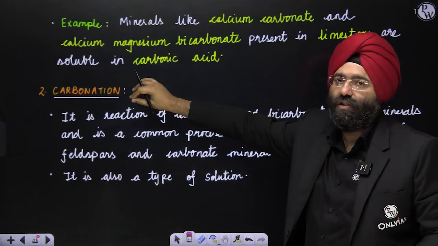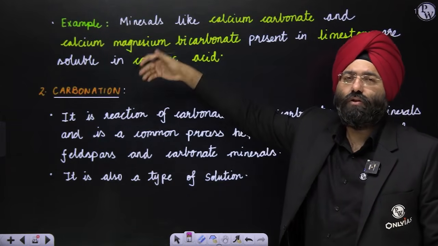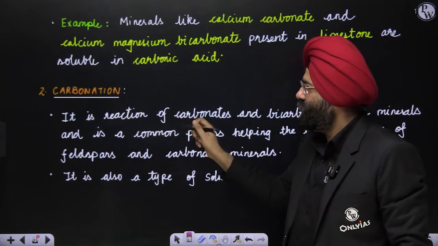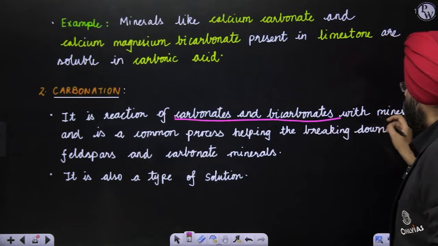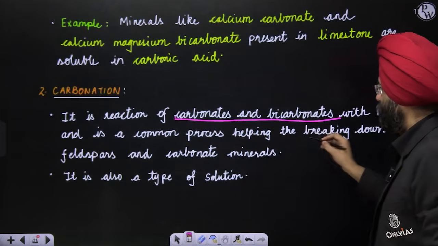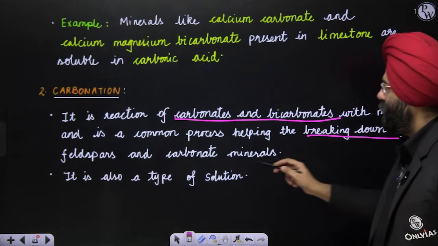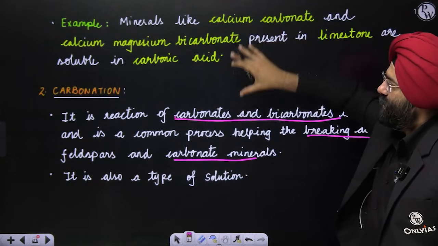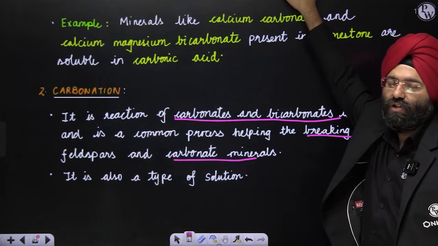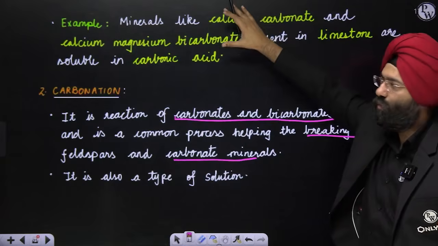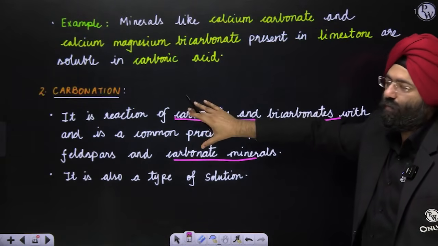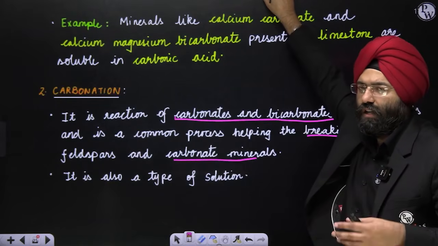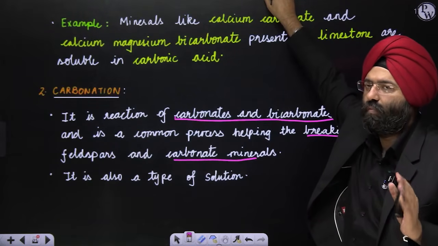Certain books do not even mention carbonation. Why do they not mention it? Because they consider it already a part of solution, but some mention it. That is why I mentioned it here. It is a reaction of carbonates and bicarbonates with minerals, a common process in the breaking down of feldspar and carbonate minerals. So this is an example for solution, but this is itself a process of carbonation. A carbonation is also a type of solution. If you want, you can mention it. If you do not want to mention it separately, there is no problem. You will not be marked wrong.